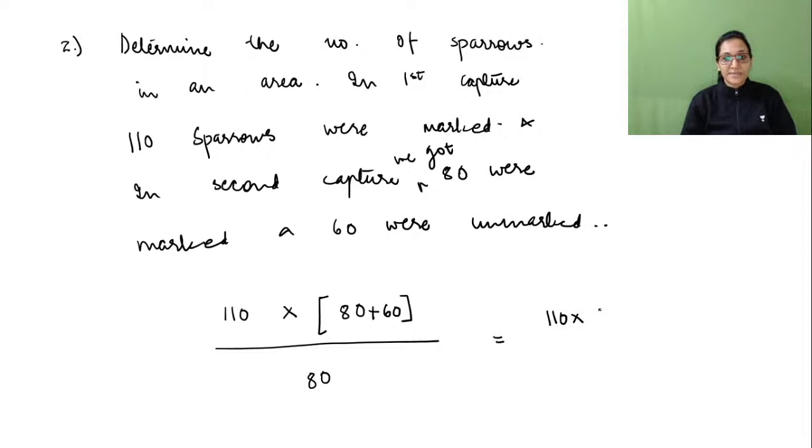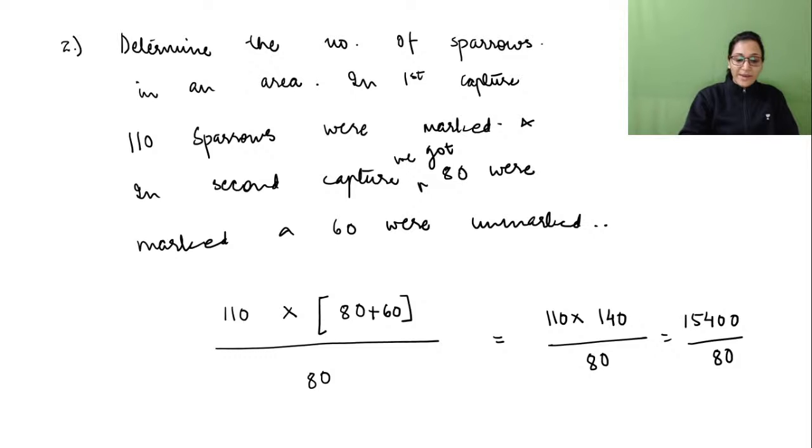110 into this. So this is 140 divided by 80. This is what we are going to get, right? So what is the answer for this? Let us just calculate this. 110 into 140, we are going to get 15400 divided by 80. So this divided by 80, we are going to get 192.5. So this will be the total number of sparrows in that particular area, or the size of sparrow population of that particular area. Are you understanding how we did it?